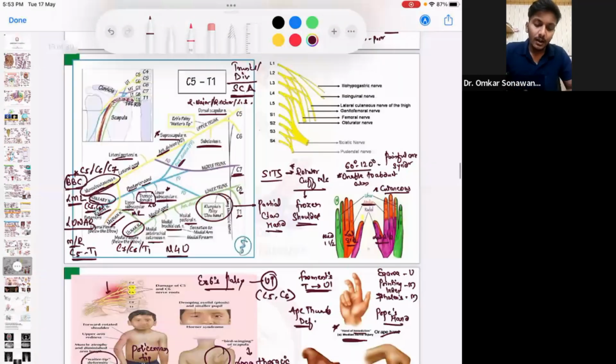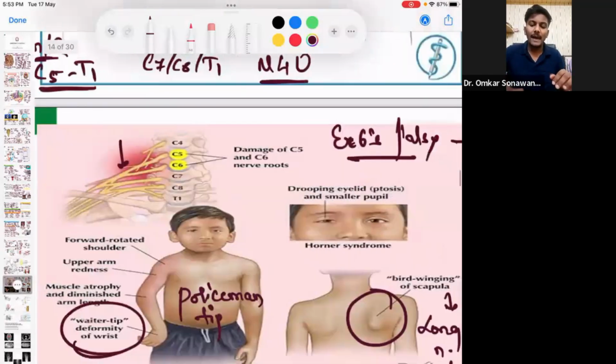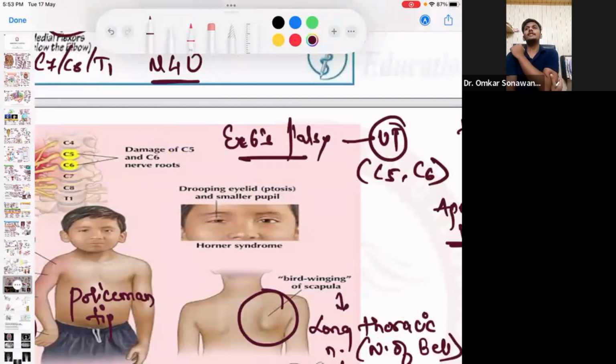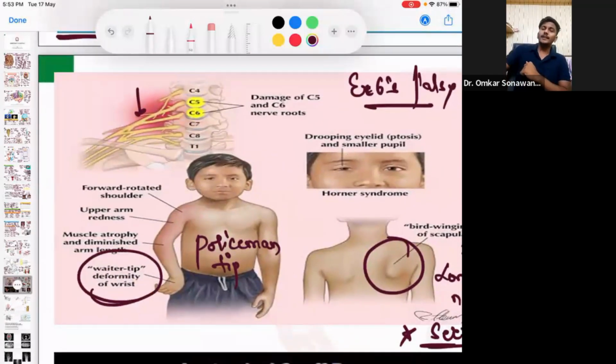ठीक है. As we discussed, injury to the upper trunk of the brachial plexus will lead to Erb's palsy. The nerve roots injured would be C5 and C6. Which deformity will it lead to? Adduction, internal rotation, and flexion at the wrist. This is called which deformity? Policeman tip deformity or the waiter's tip deformity.